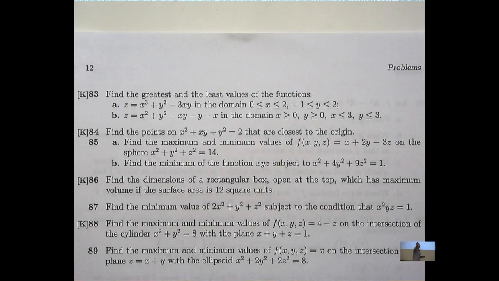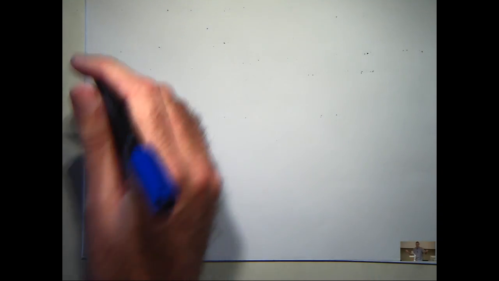84. Find the points on this curve that are closest to the origin. Anyone done it? Okay, so maybe you can talk us through it as we go. How does that sound? So this is 84.